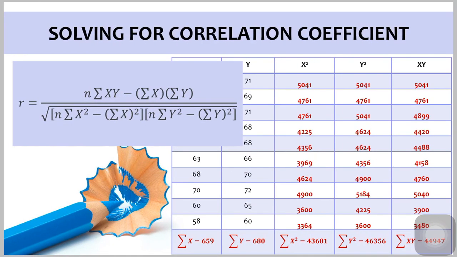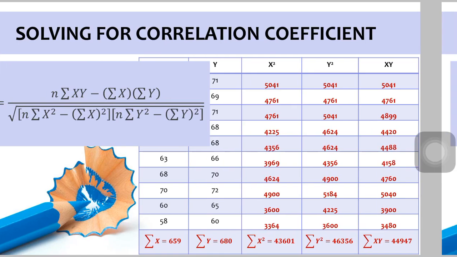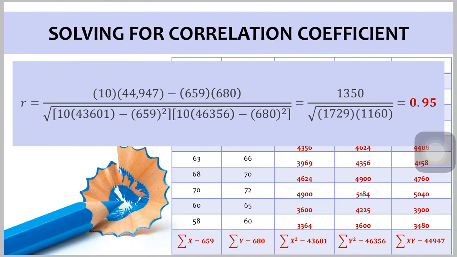Then, we solve for the correlation coefficient. You see the values below? Substitute it to our equation. n is 10, since there are 10 sons and 10 fathers being tested. As we substitute it to our equation, our correlation coefficient r is 0.95. That is a very high positive correlation.